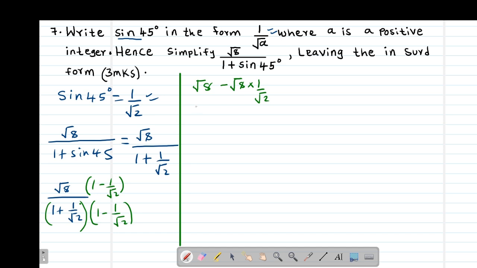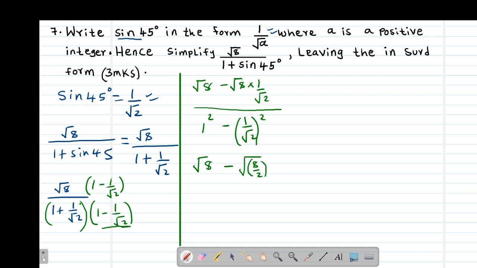Then the whole thing will be divided by, this is a difference of 2 squares, so I simply pick the negative one. So this will be 1 squared minus 1 over the root of 2 squared. So this is the root of 8 minus root 8 divided by root 2, which is the same as saying the root of, in brackets, 8 divided by 2. So it's simply the same thing.